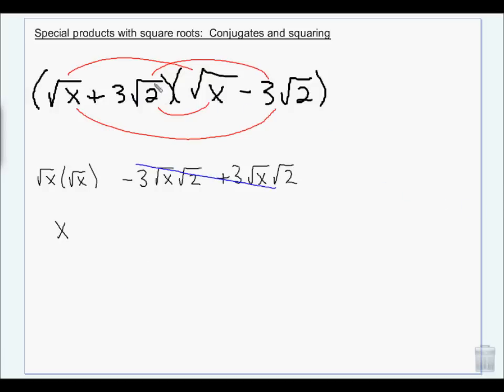And then when I multiply, I get 3 times -3, so that's -9 times the square root of 2 times the square root of 2. That's 2. So this becomes -9 times 2, so that's -18.